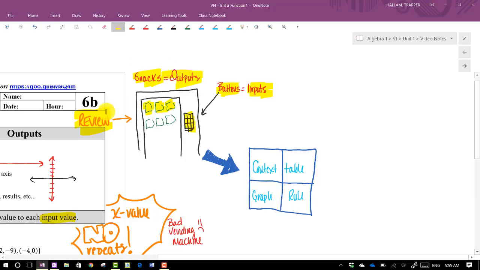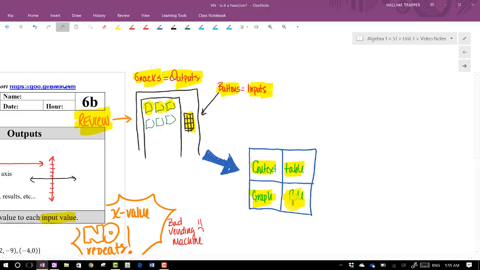Additionally, with that concept of a function, we learned that it could come in four different ways. One, it could come in context. So it could be a problem about Mr. Hallam and having kids added to his class. Or we could make a table of that data, we could graph that data to see it, and then finally there was a rule that seemed to control that data. So that's what we found in the last video.